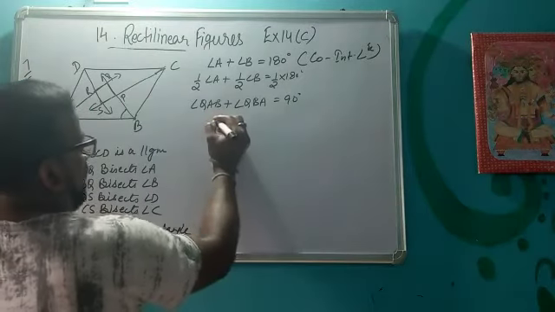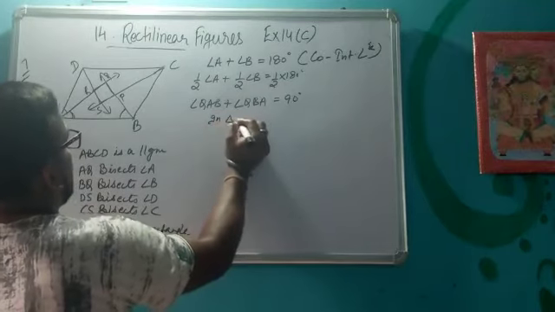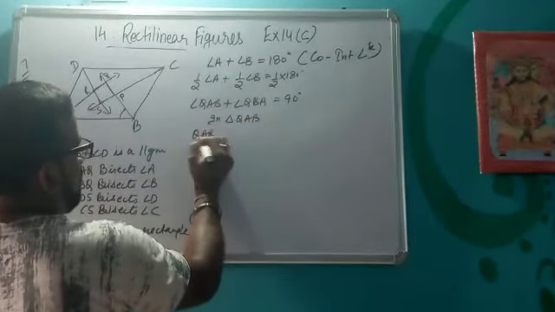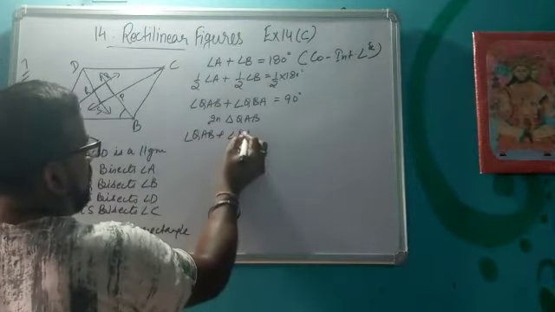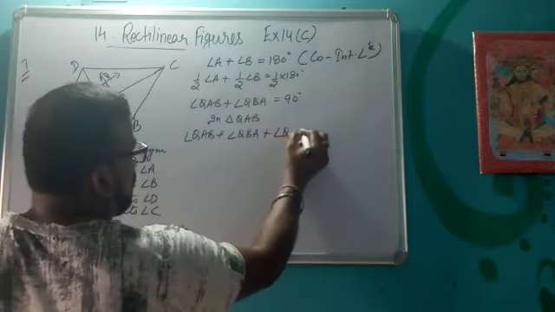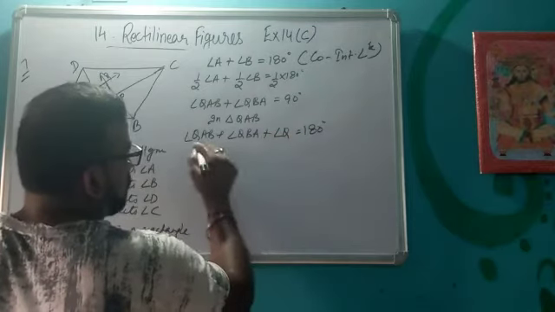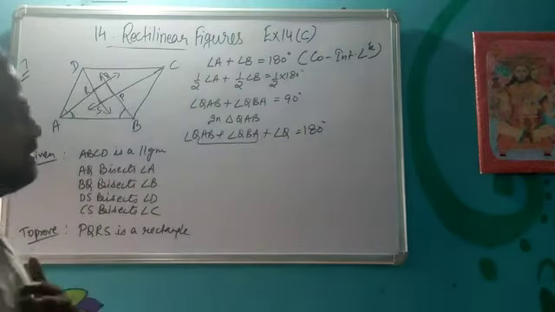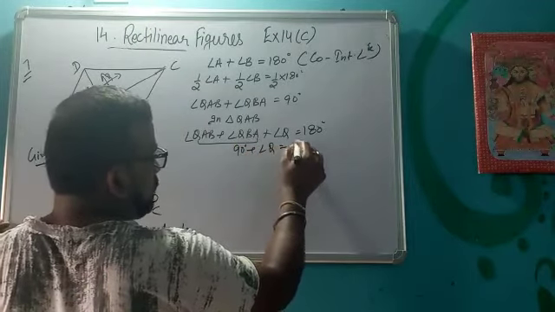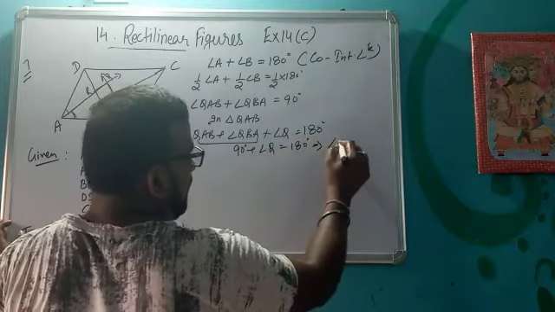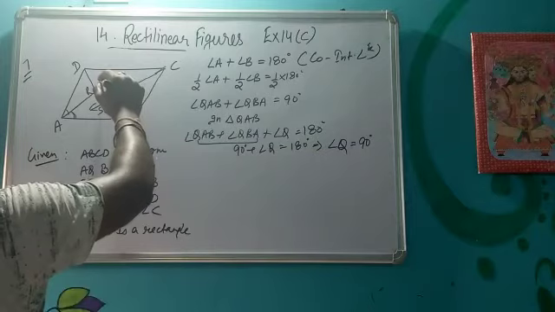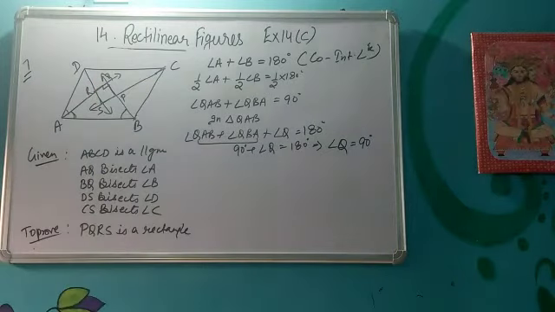Now in triangle QAB, angle QAB plus angle QBA plus this I am taking as angle Q equal to 180 degree. So what is the value of this? This is 90 degree. So 90 degree plus angle Q is equal to 180 degree. From here I get angle Q equal to 90 degree. So I proved the first angle as 90 degree.